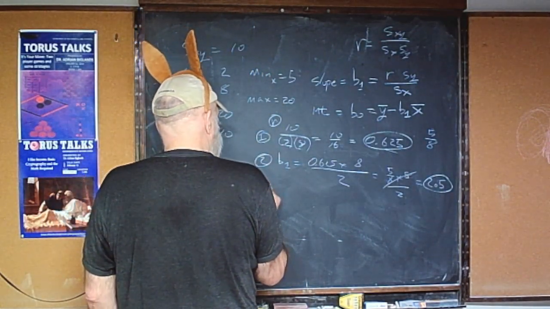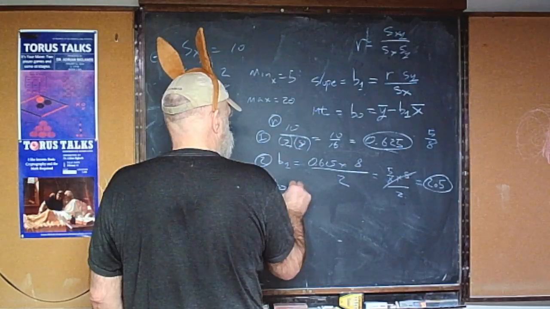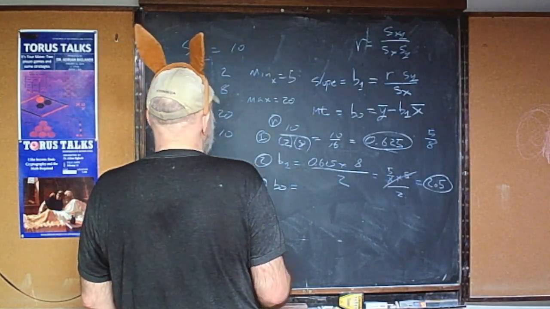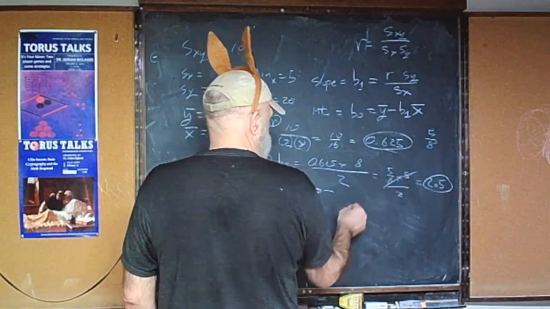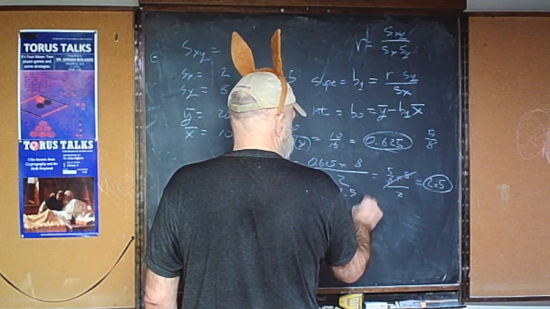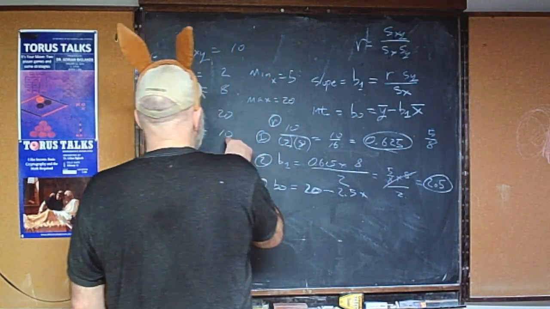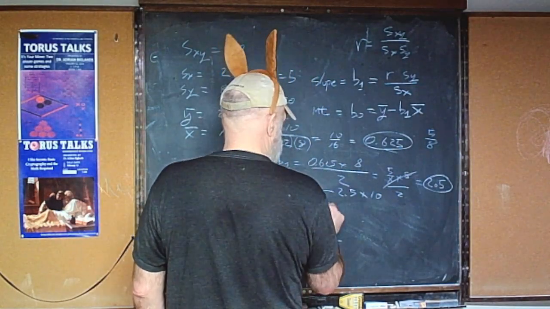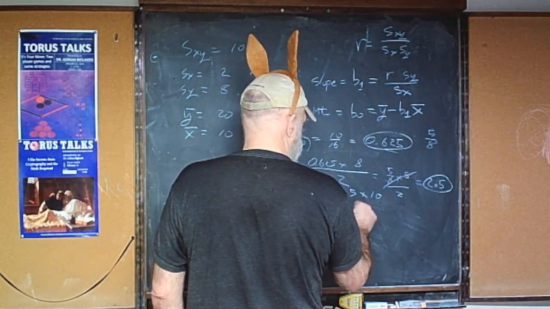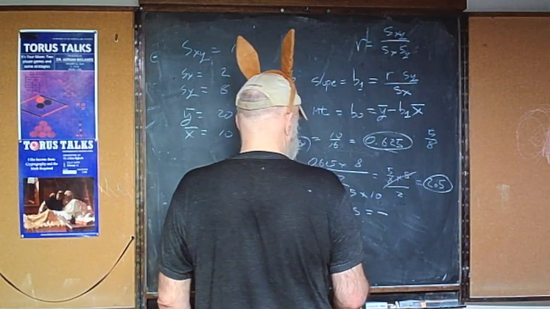Okay, we got the slope. Now we can get the y-intercept. So the average value of y is 20. We know the slope is 2.5, and we're going to multiply that by the average value of x, which is 10. We get 20 minus 25, so we get negative. Ooh, that's an unusual number.